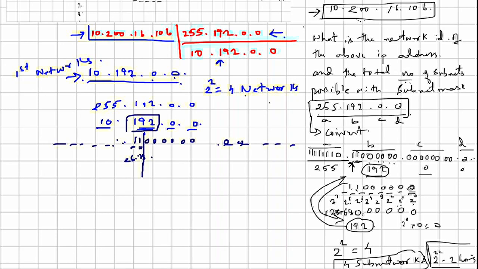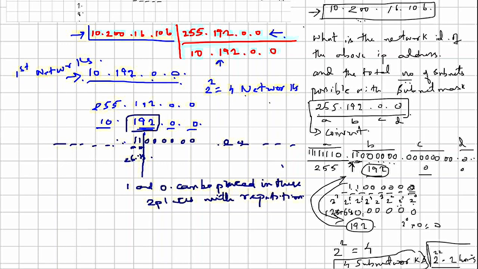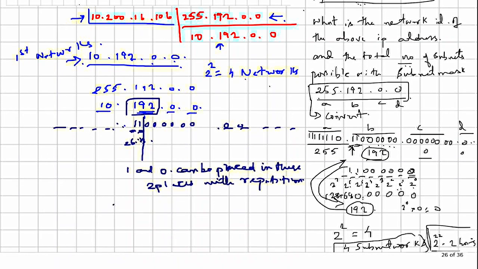So what is the total possible number of combinations here? 1 and 0 can be placed in these 2 places with repetition. I will show you how. There are 2 places. The first possibility is to start with 0 and 0. The remaining are all host bits, the host portion, so I am not touching it.